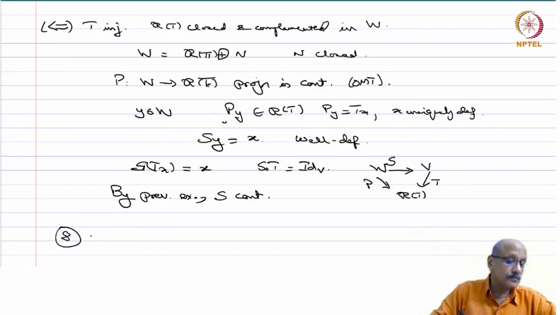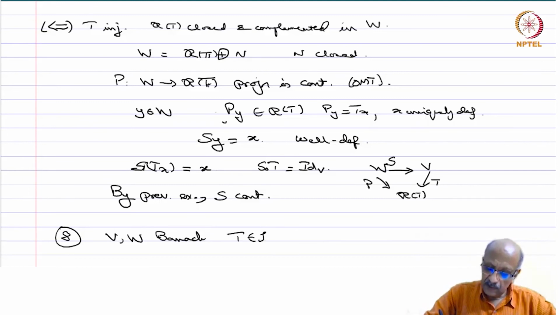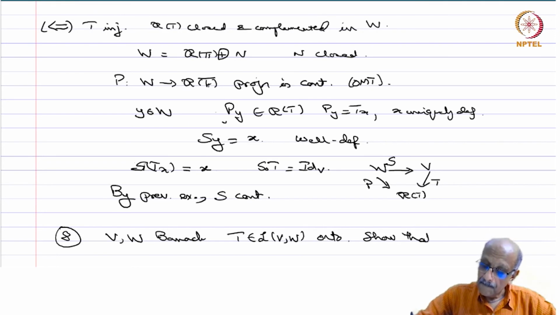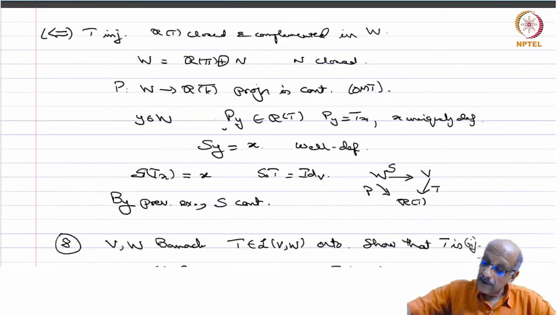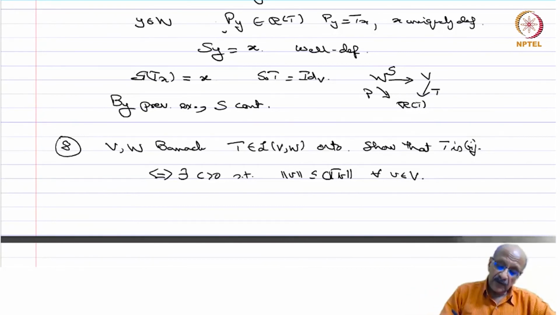Exercise eight. V, W Banach and T in L(V,W). Show that T is bijective if and only if there exists a positive C such that the norm of v is less than or equal to C times the norm of Tv, for every v in V. Okay. So again, the bijection if and only if it is bounded below.